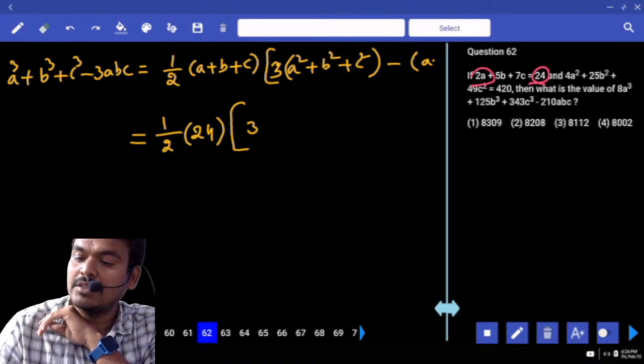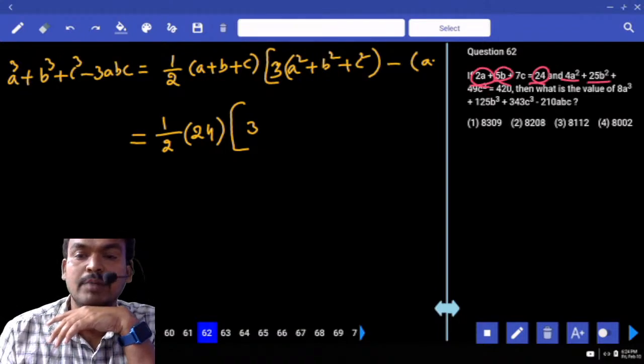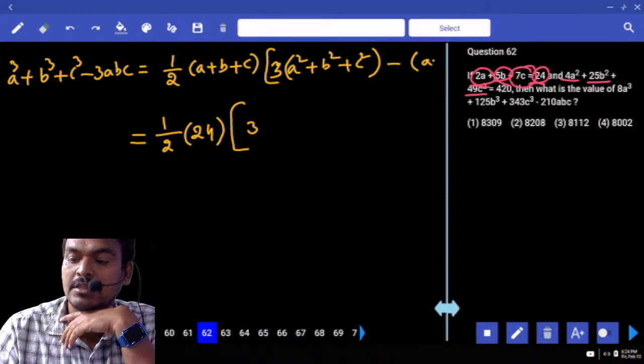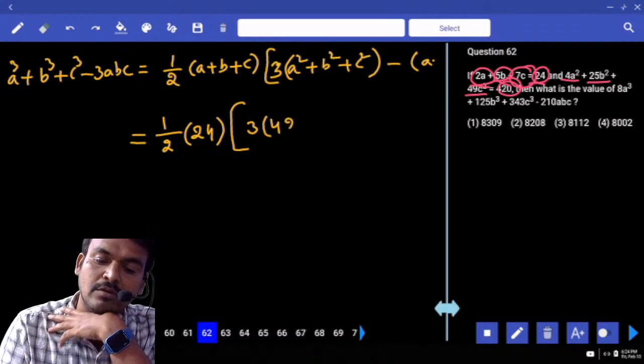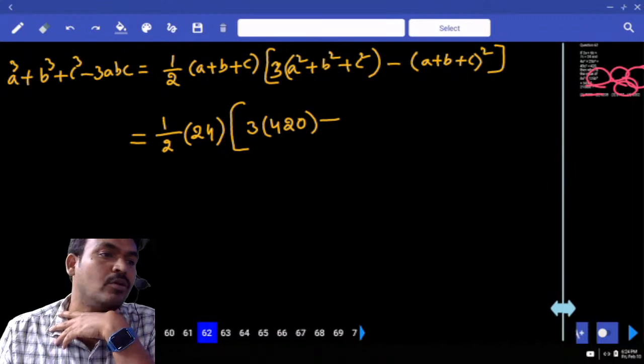What is the 2A square? 4A square. What is the 5B square? 25B square. What is the 7C square? 49C square. That is equal to how much value? 420. Means we write 3 into 420, minus A plus B plus C whole square.